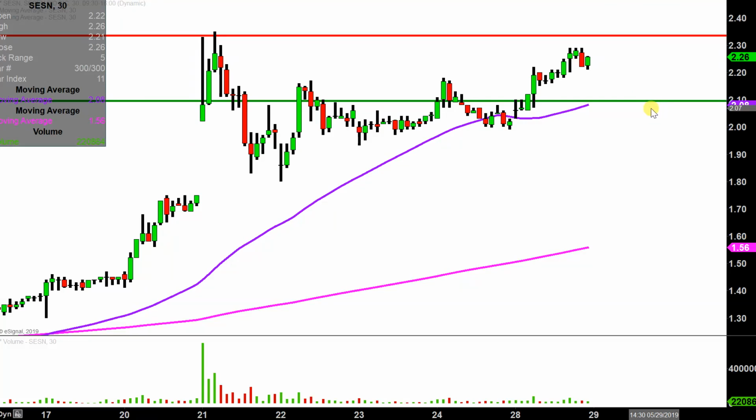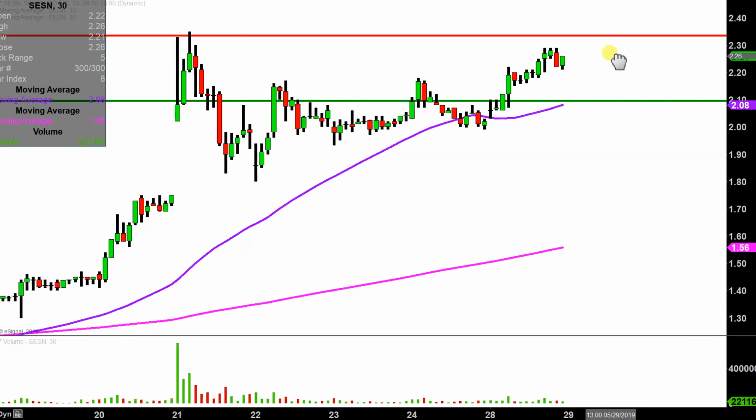Meaning, if the price were to drop below 2.10, that does not mean that the entire chart is now destroyed or ruined or anything like that. But yeah, if going forward the price can maintain above $2.10, that would be a great sign of power.